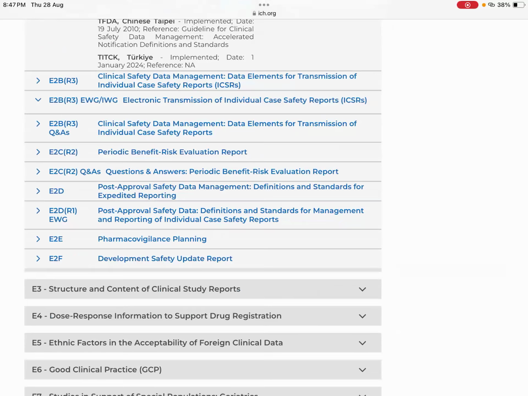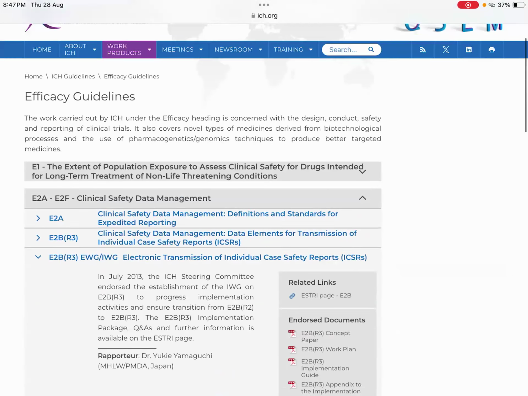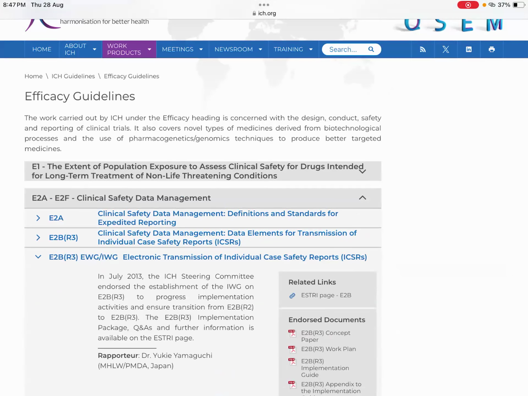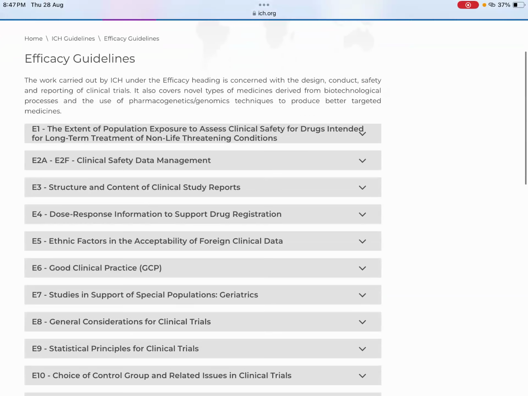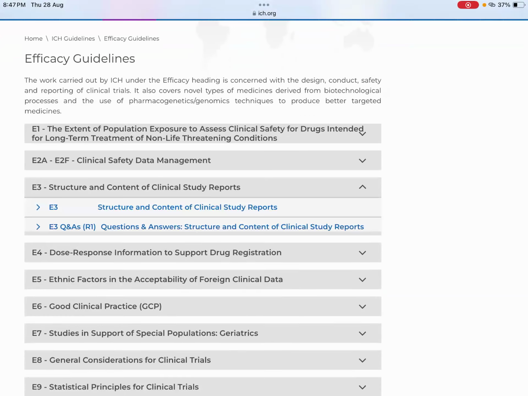See, individual case safety report, how you prepare. You will get a guideline here. You will get a template here. Download it, learn it. I won't go much into this. Our goal today is the structure and content of the clinical study report.